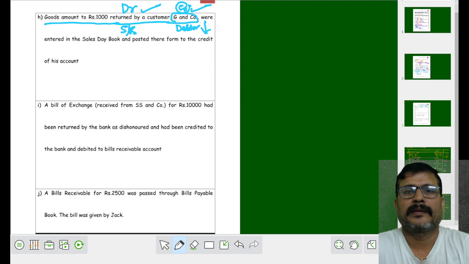Sorry. Goods returned means sales returns. Sales returns is the opposite of sales. So the sales returns is to be debited. When it is returned by customer G and Co, the debtor decreased. The debtor is to be credited. Both are correct. Were entered in the sales day book.